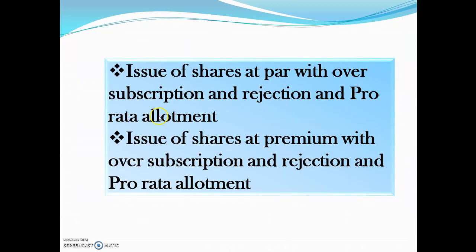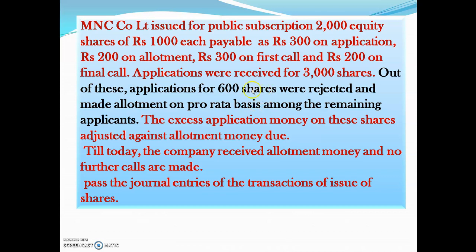Okay, means here I have told you, this is the problem, issue of shares at par with oversubscription, and here we are going to solve the rejection entry also, and next is the pro rata allotment also. So see here, 600 shares were rejected and for the remaining 400 allotment is made on pro rata basis among the remaining applicants. Okay, so the excess application money on these shares is adjusted against allotment money due. Excess means here 400 shares.